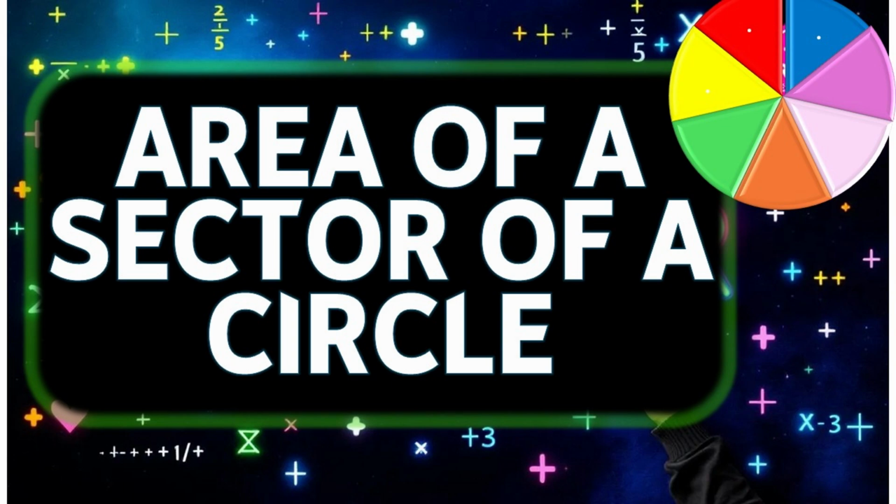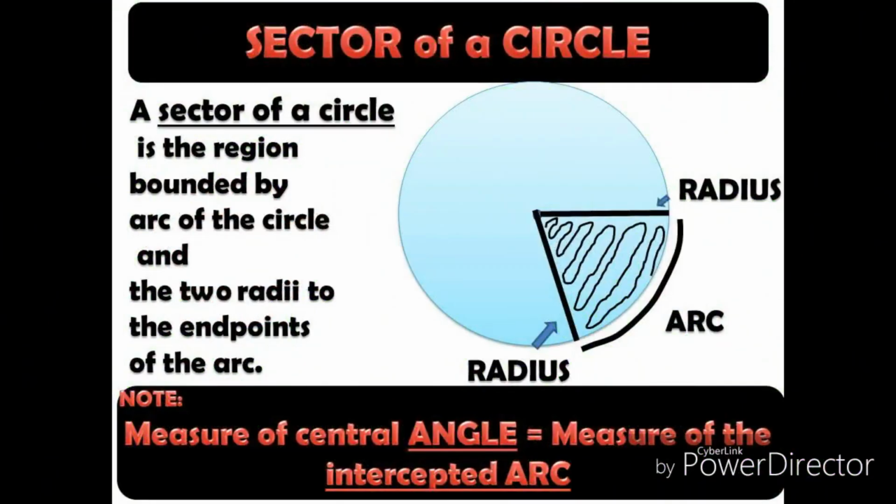Hi everyone! In this video, we will study how to find the area of a sector of a circle. Let's first have the definition. Sector of a circle: a sector of a circle is the region bounded by an arc of the circle and the two radii to the endpoints of the arc.